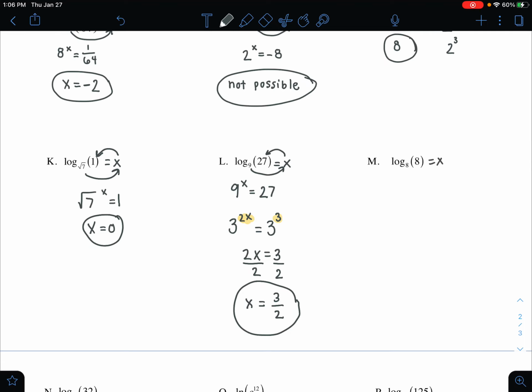All right, for M, you can either know right away when base and argument match, it's 1, or 8 to what power is 8? It will just be 1. Again, if you had any questions on any of those, please put a star so I can know that you have questions when I look over it on Monday.